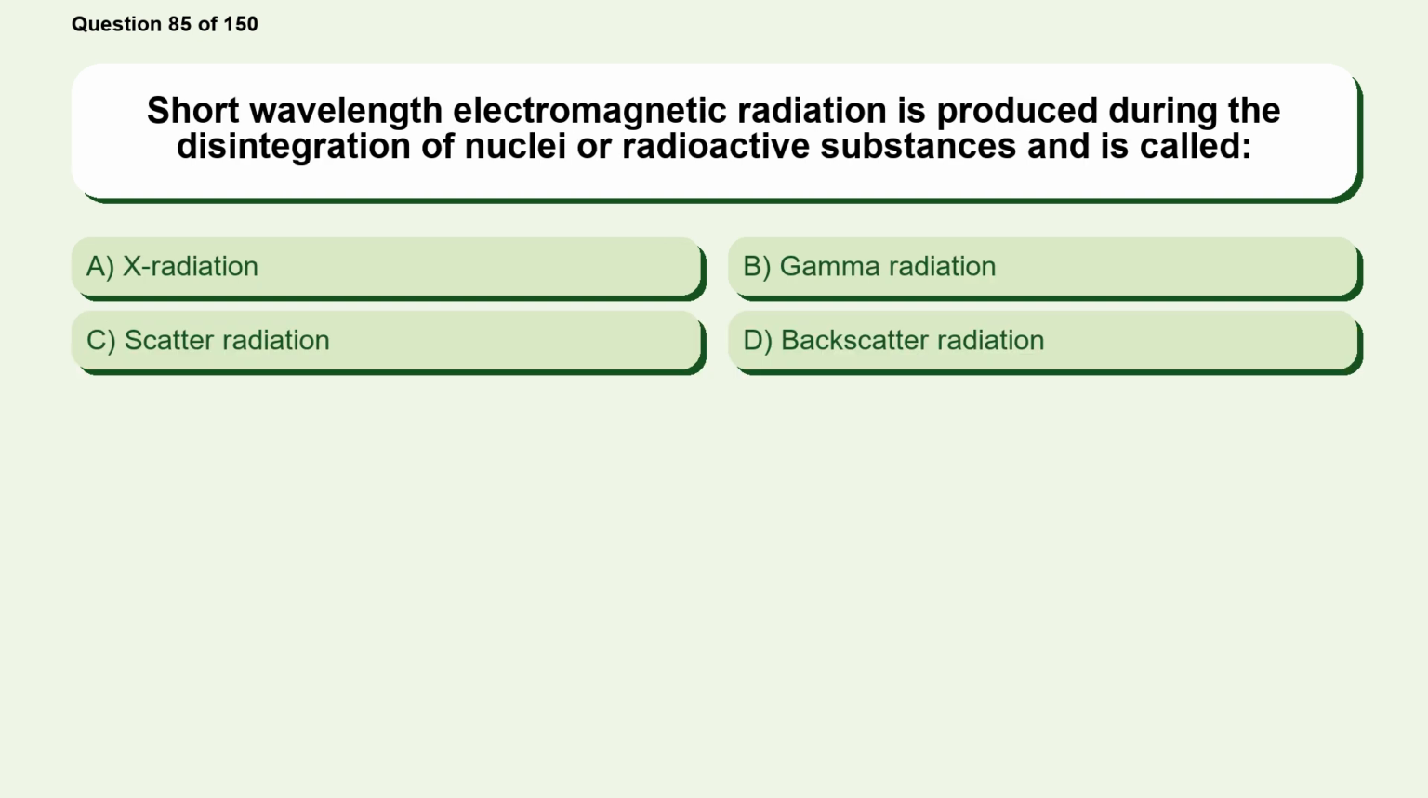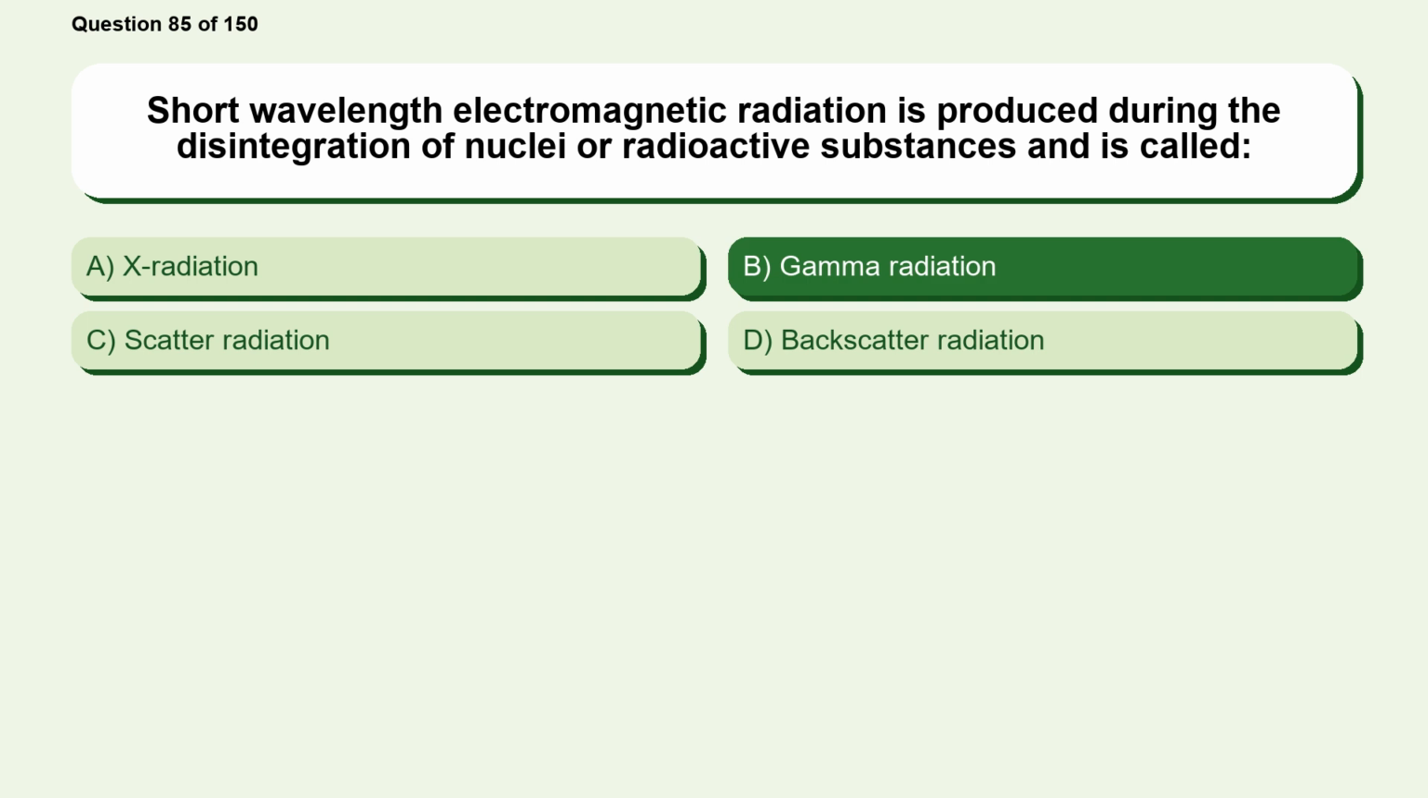Question 85. Short wavelength electromagnetic radiation is produced during the disintegration of nuclei or radioactive substances and is called Option A, X radiation. Option B, gamma radiation. Option C, scatter radiation. Option D, backscatter radiation. The correct answer is option B, gamma radiation.